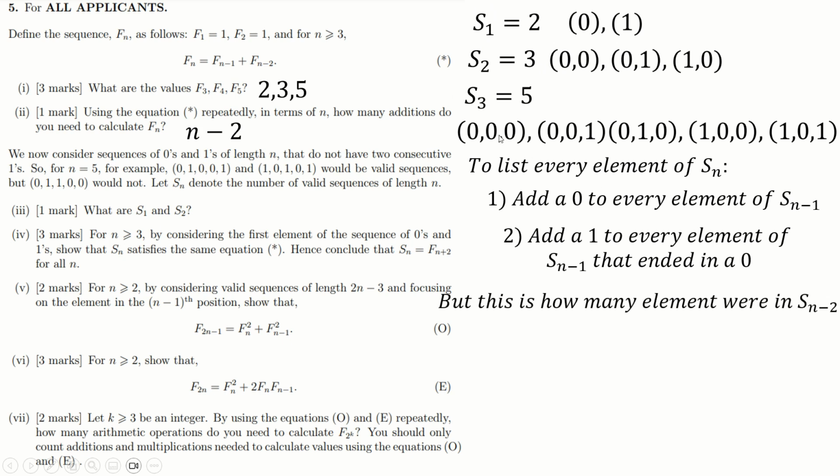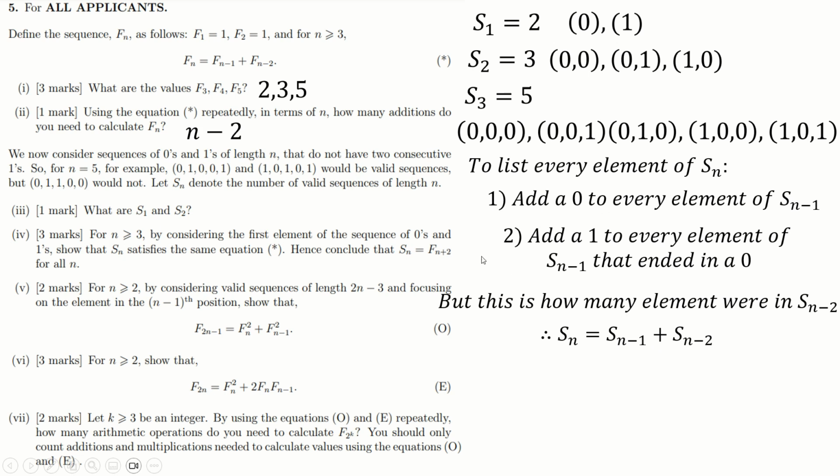So therefore, to list all the things in Sn, it's just going to be the number of things in Sn minus 1, because you just add a 0 to all of those. And then you take the number of things in the set before that, and you add a 1 to those, because firstly, they'll have had a 0 added onto them to make things in Sn minus 1, and then you add a 1 onto it to make the ones in your Sn. So you end up adding the size of the two previous sets together. That was probably a convoluted way of doing it, but that was the way that I at least made the connection. Hence, show Sn is equal to Fn plus 2.